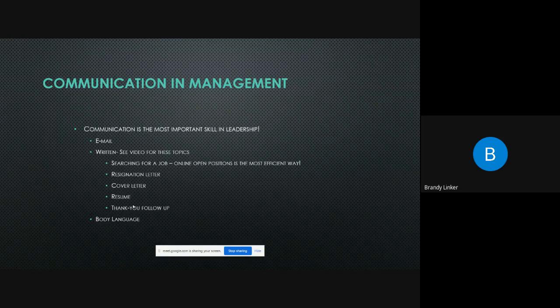Okay, you will not get a job if you go in, introduce yourself in person, hand them a resume, and don't fill out the application online. You will not get the job. So it's important that you realize that, and that's on your test. What's the best way to search for a job? The internet. Okay, online.